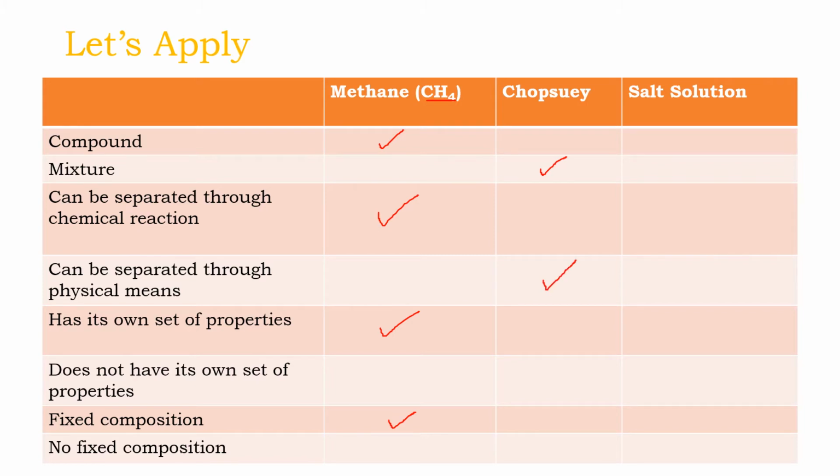Okay? Na pwede nating paghiwa-hiwalayin sa pamamagitan ng physical means. So, ibig sabihin din po, pag mixture does not have its own set of property. Hindi natin pwedeng isagot si has its own set of property kasi may check po dun sa kay compound. So, dapat po dito ay does not have its own set of properties. So, fixed po ba ang composition? Yung chop suey ba, dapat ba pare-parehas ang bilang ng mga ingredients? So, hindi naman nangangahulugan na pare-pareho ang bilang ng ingredients niya. So, kahit mas marami yung ibang ingredients ay okay lang. Chop suey pa rin siyang matatawag. So, no fixed composition.